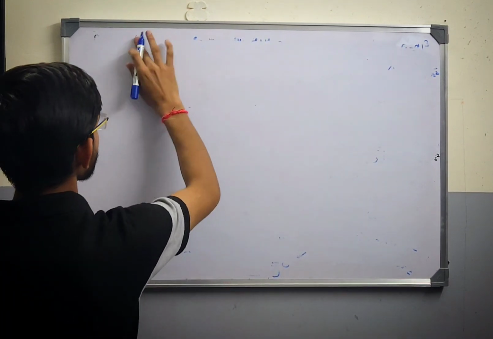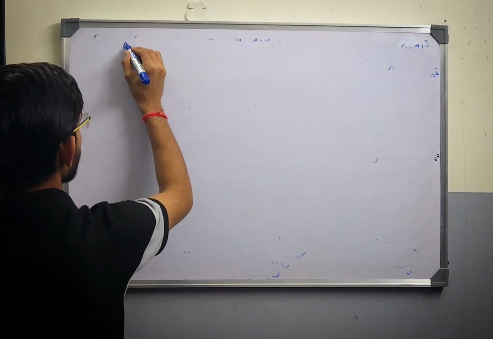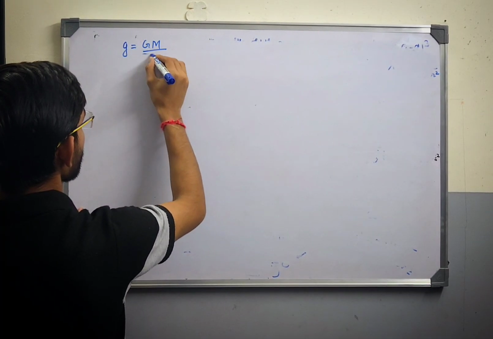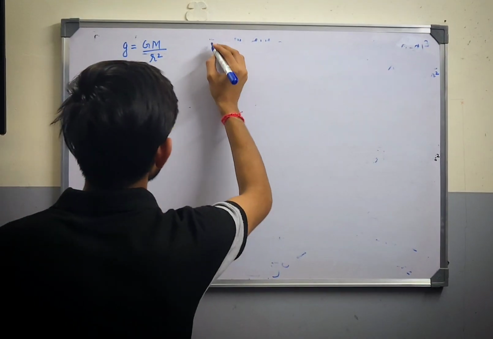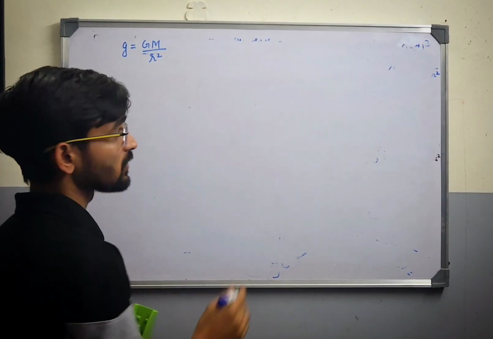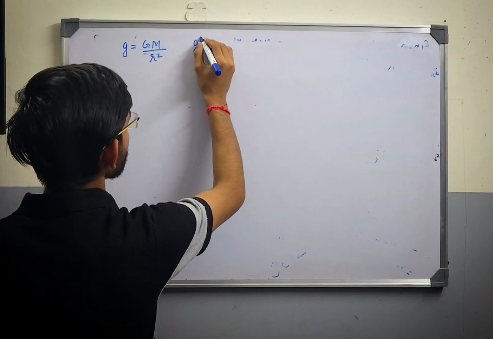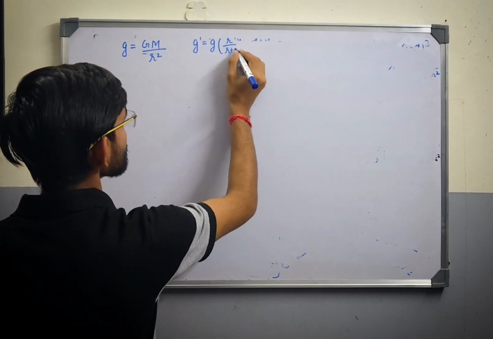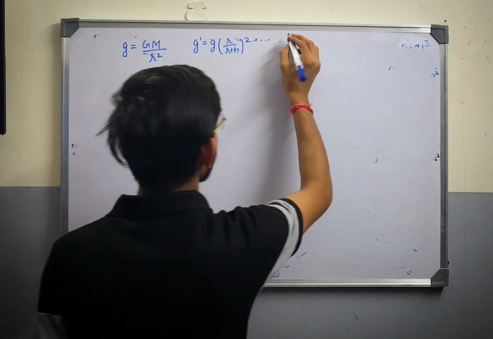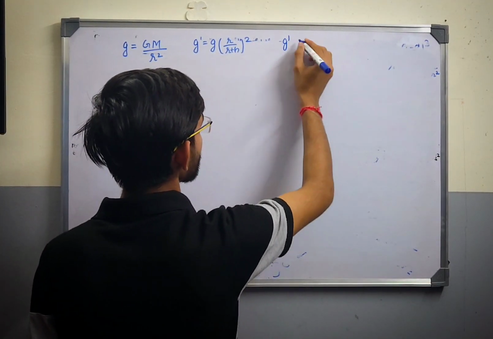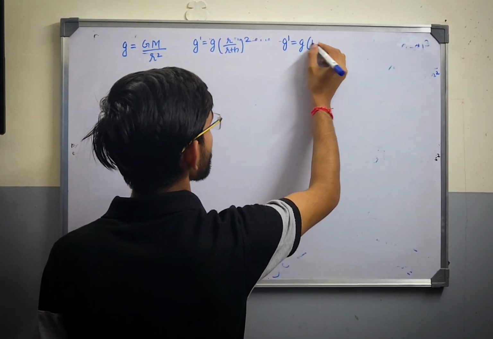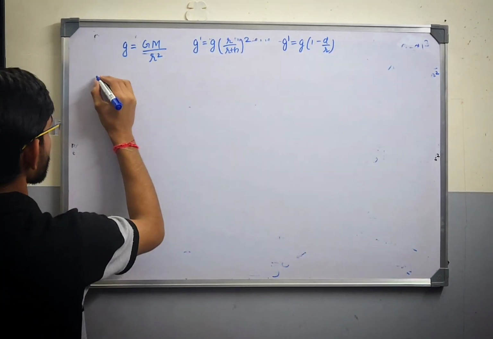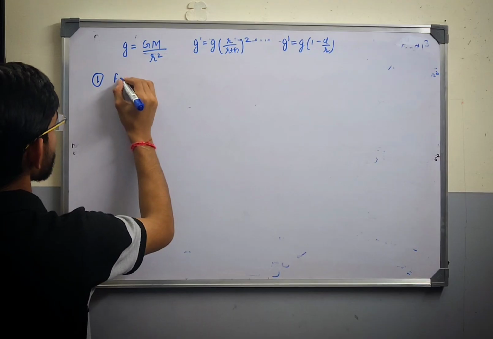Write these formulas for calculating acceleration due to gravity for any planet: g' = GM/R². Variation of acceleration due to gravity with height: g' = g R²/(R+h)². And variation in acceleration due to gravity with depth: g' = g(1 - d/R).